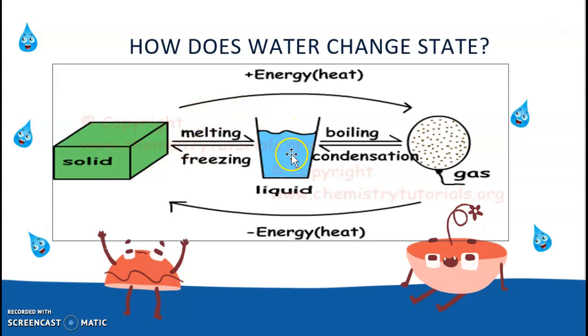Solid changing to liquid is melting, whereas liquid changing to gas is boiling. The opposite, when gas changes to liquid, the process is known as condensation. When liquid changes to solid, then the process is known as freezing. And that is when heat is removed in the process.